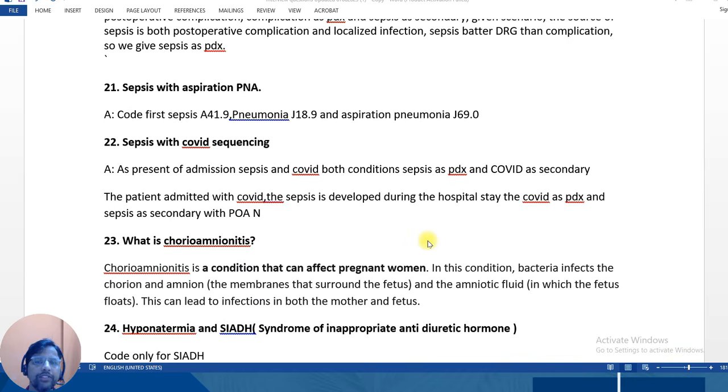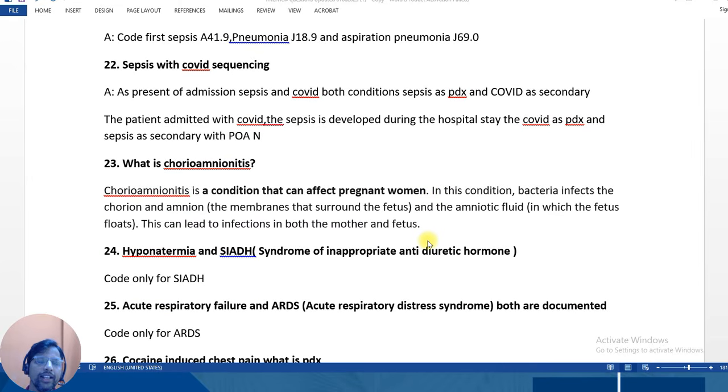How do we code sepsis with aspiration pneumonia? Here we need to code sepsis first, then pneumonia and aspiration pneumonia. What is the sequence for coding sepsis and COVID? If both sepsis and COVID are present on admission, sepsis is PDX and COVID is the secondary diagnosis. If the patient is admitted with COVID and the sepsis develops during the hospital stay, COVID will be the PDX and sepsis secondary with POA-N.